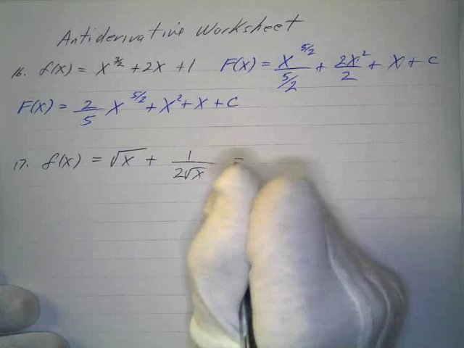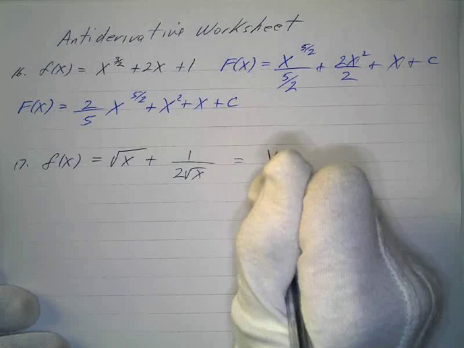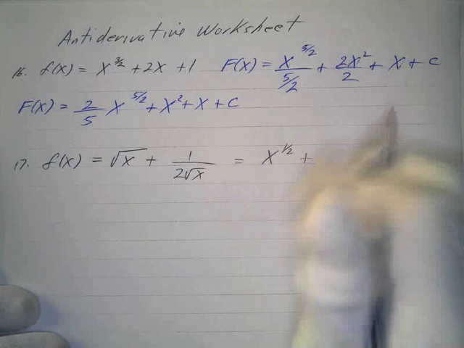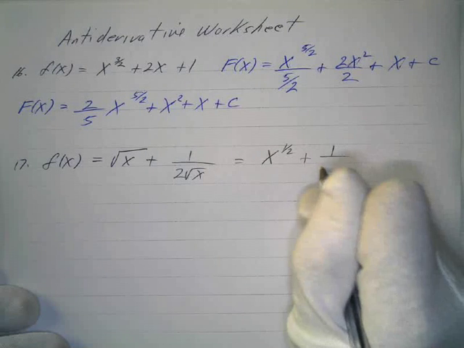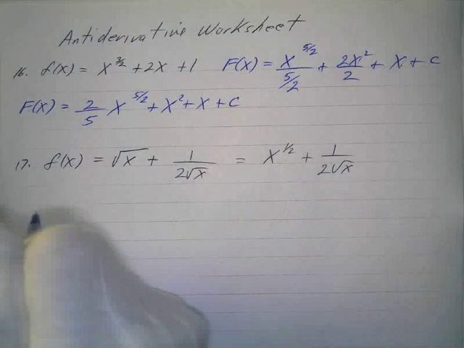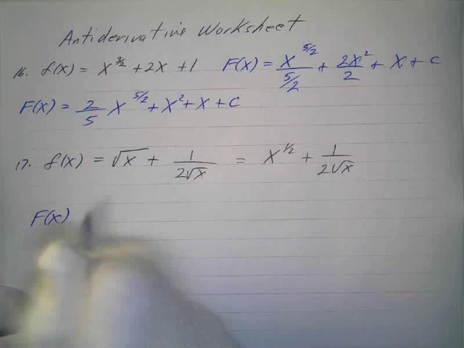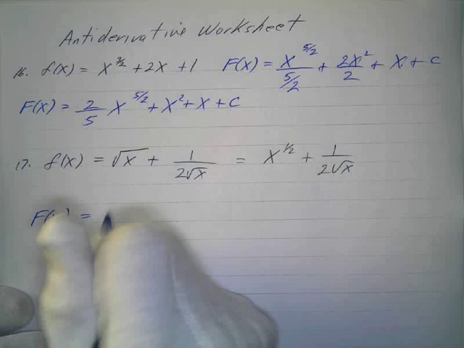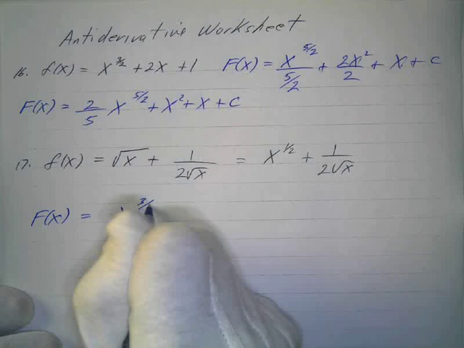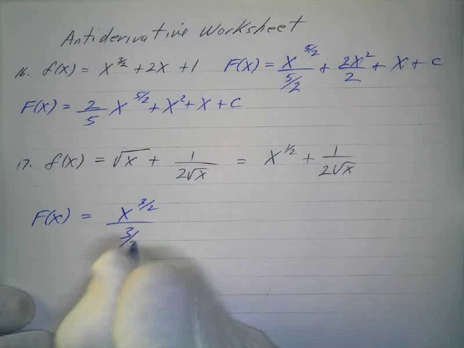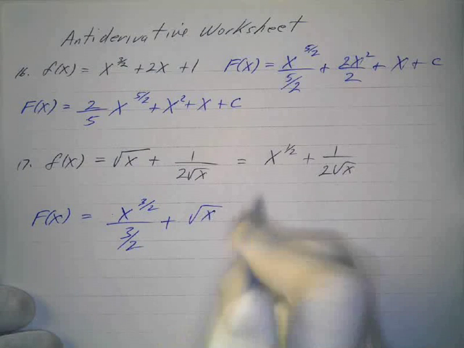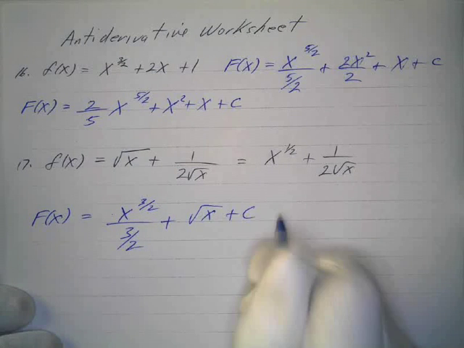So I'm going to rewrite this as x to the 1/2 power. And I'll leave the other term because this matches one of my formulas, plus 2 times the square root of x. So when I take the antiderivative of this now, I'll add 1 to this, so that's going to be x, and if I add 1, I get 3 halves, divided by 3 halves, and then plus, and this is just going to be the square root of x, because I know the derivative of the square root of x is that, and then plus c.